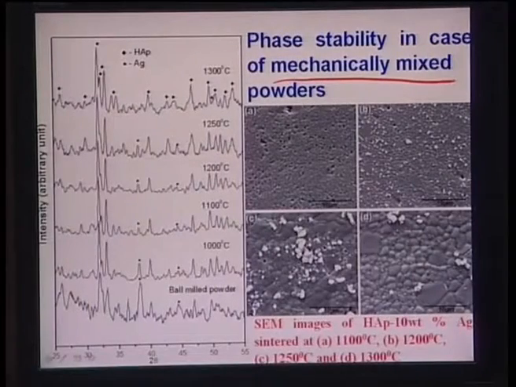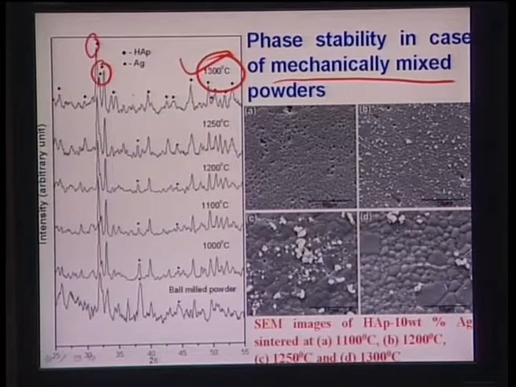This first one is a mechanically mixed powder. You take hydroxyapatite with 10% silver, mix it in a planetary ball mill, and after that you sinter them at different temperatures up to 1300 degrees Celsius. Interestingly, in the X-ray diffraction plots you see that this hydroxyapatite does not dissociate to tricalcium phosphate even at 1300 degrees Celsius, because you can see the major characteristic peaks of hydroxyapatite present very well even at high temperature.